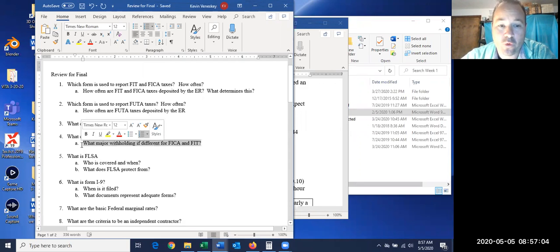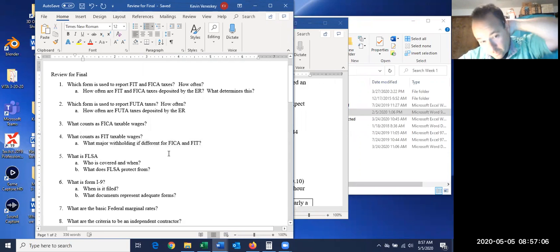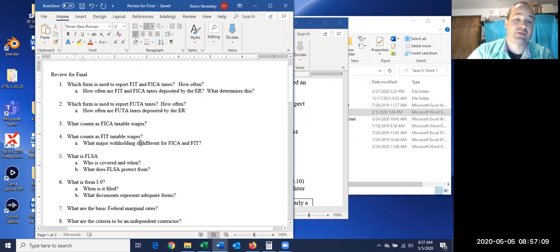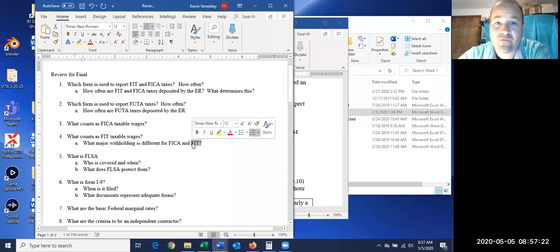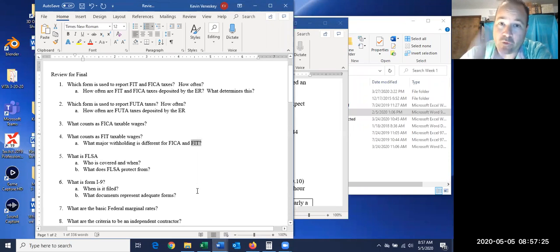What is the major withholding that is different for FICA and federal withholding? The major withholding that differs, remember, is the 401k. The 401k, you're not going to pay tax on that for federal income tax. So your federal income tax is going to be lower because of your 401k or retirement plan that you have. Because you're going to pay tax on that when you retire and you take money back out. Then you're going to pay tax on that money and the earnings that you have made.